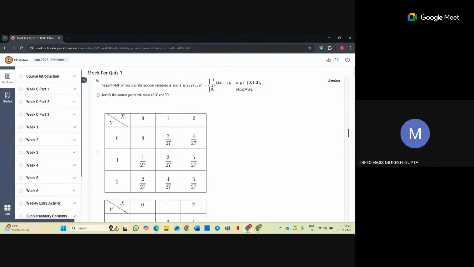Excuse me, ma'am, what is the answer of the previous question? 0.12. Ma'am, after integrating the previous question number 7, you have to put the integral value equal to 1. Yes, equal to 1.